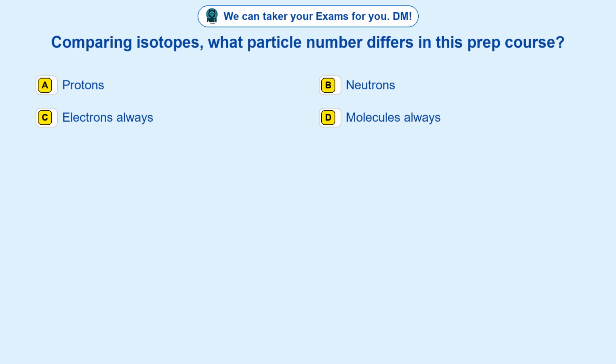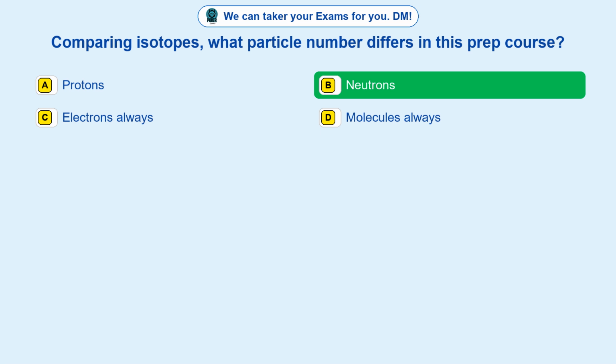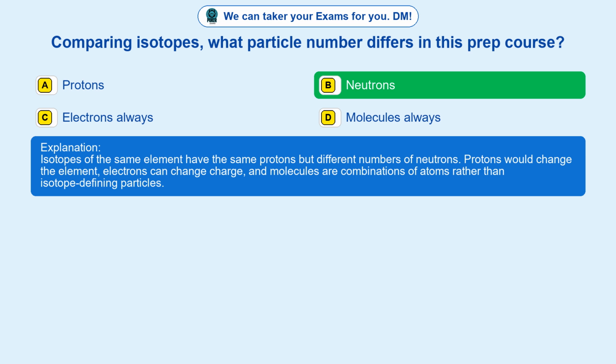Question 42. Comparing isotopes, what particle number differs in this prep course? Option A, protons. Option B, neutrons. Option C, electrons always. Option D, molecules always. The correct answer is option B, neutrons. Isotopes of the same element have the same protons but different numbers of neutrons. Protons would change the element, electrons can change charge, and molecules are combinations of atoms rather than isotope-defining particles.